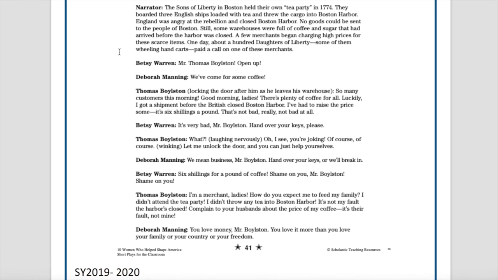Narrator. The Sons of Liberty held their own tea party in 1774. They boarded 3 English ships loaded with tea and threw the cargo into Boston Harbor. England was angry at the rebellion and closed Boston Harbor. No goods could be sent to the people of Boston. Still, some warehouses were full of coffee and sugar that had arrived before the harbor was closed. A few merchants began charging high prices for these scarce items. One day, about 100 Daughters of Liberty, some of them wheeling handcarts, paid a call on one of these merchants.